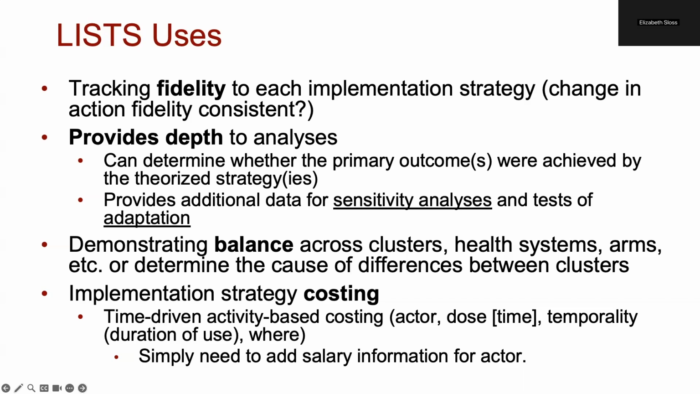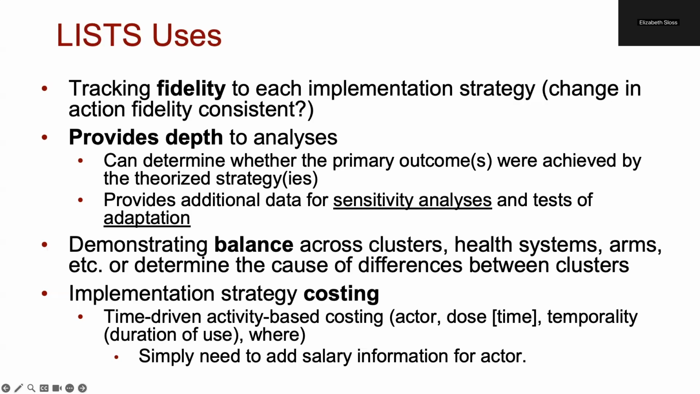LISTS can help provide depth to your analyses. It can help you determine whether the primary outcomes you thought were going to be affected were actually achieved by those strategies. As I said, you can do tests of adaptation or sensitivity analyses. If you have a study that has multiple clusters, or you have multiple clinics or hospitals that are kind of being rolled out, you can demonstrate balance or imbalance across those clusters. It also helps you with implementation costing. You can do time-driven activity-based costing.